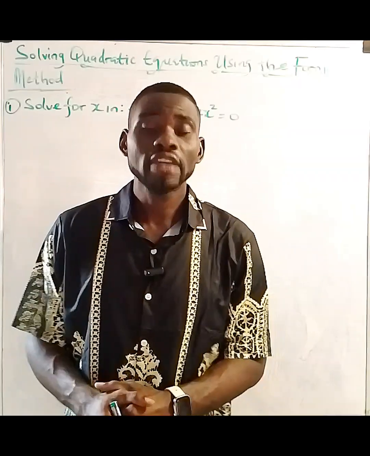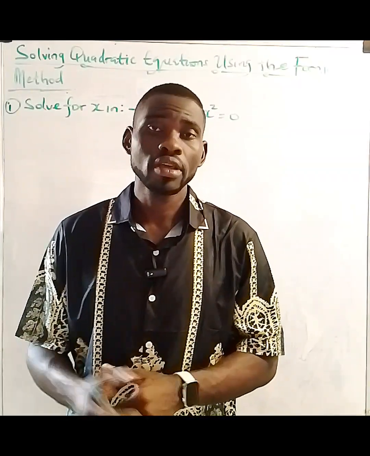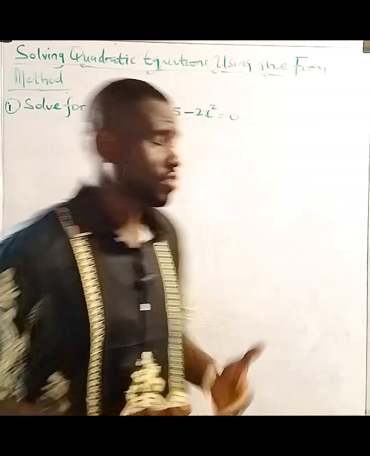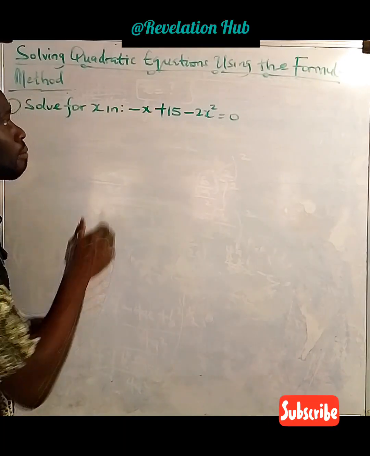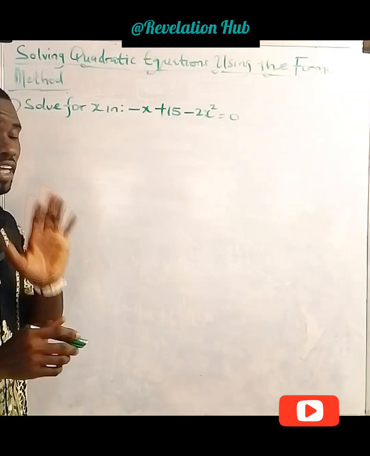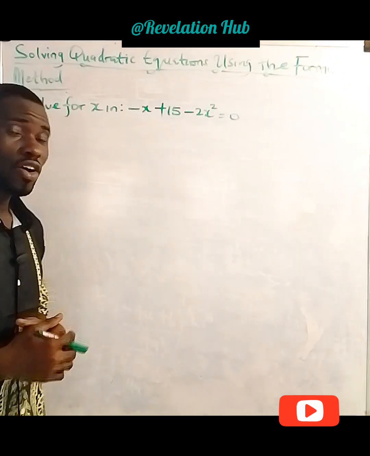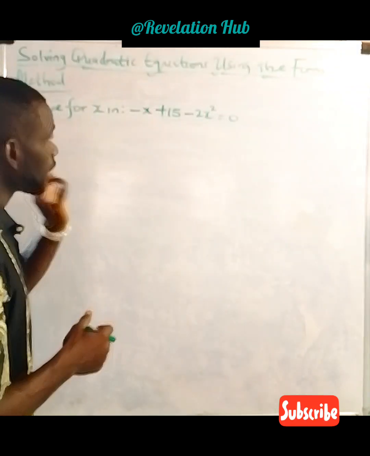Okay, guys, let's consider the very first worked example on how to solve quadratic equation using the formula method. So right here, we have: solve for x, in minus x plus 15 minus 2x squared equals 0. Now, the first thing we have to do whenever it comes to solving quadratic equation or any kind of equation is for us to get to know. We have to ask ourselves this question.